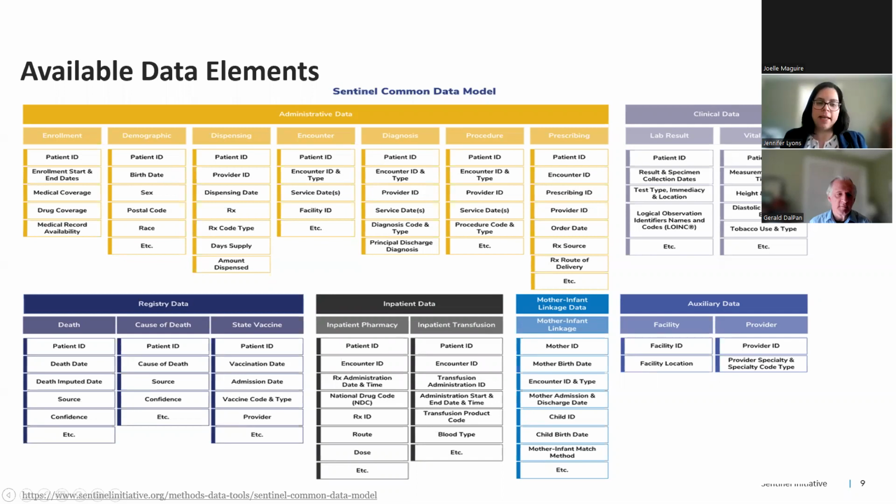And there's a couple of tables specific to the inpatient setting, including inpatient pharmacy data in terms of administration of drugs, as well as inpatient transfusion data. We have the mother-infant linkage table, which is the linkage between a patient with a record of a live birth delivery and the infant. So that information about both can be included in the same analysis. And then our most recent update to the Common Data Model is the inclusion of auxiliary data, which includes information about facility and provider.